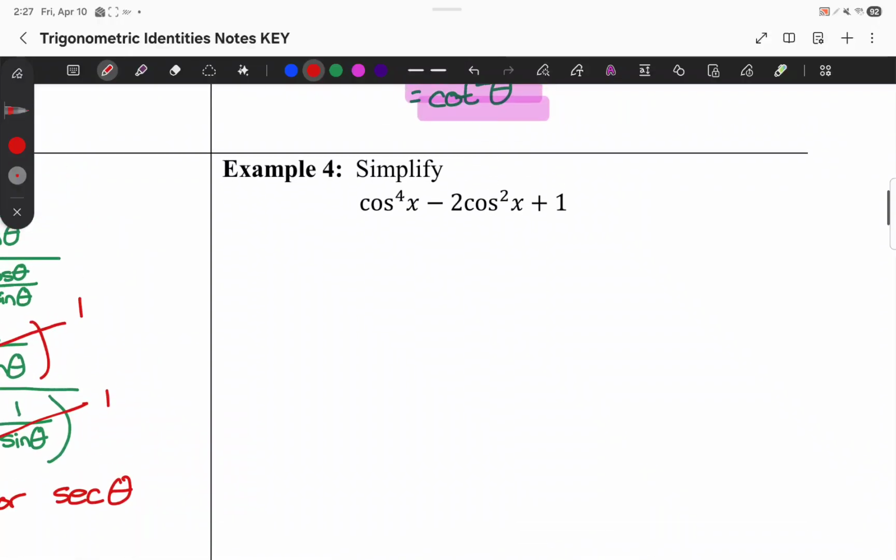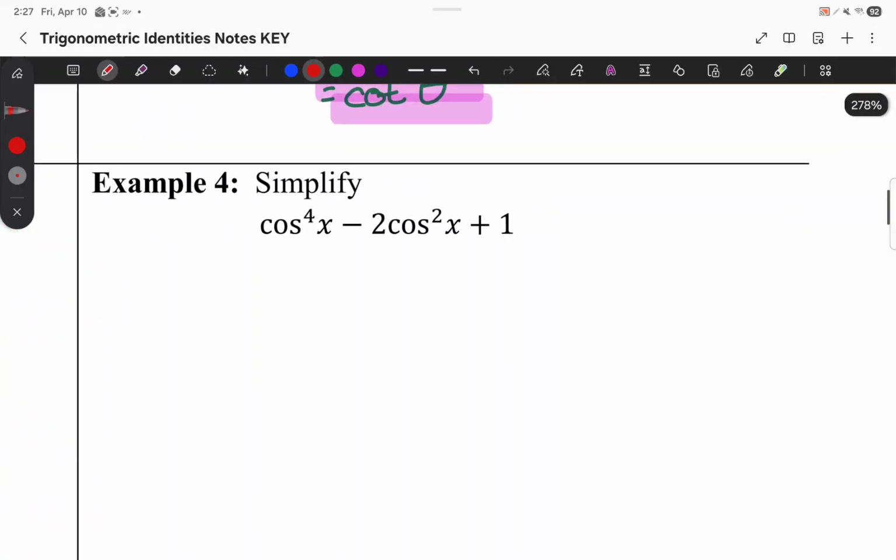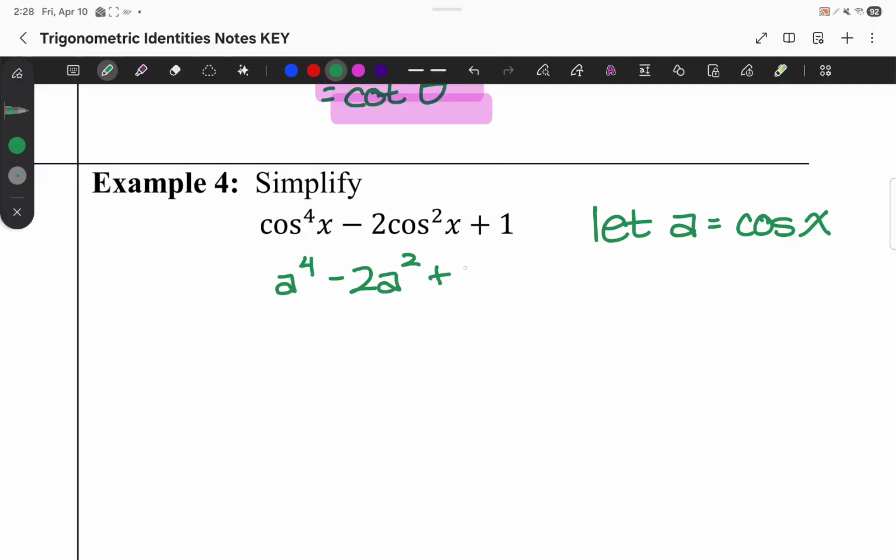All right. We have cosine to the power of 4, we have cosine squared, we have a 1. We have 3 terms. There's nothing we can directly factor out of all 3 terms, but I do notice that I have a trinomial. It might almost be easier to see how you can factor it if you do a little bit of substitution. Like if you said, let A equal cosine x, then rewrite this as A to the power of 4 minus 2A squared plus 1. Does that make it a little bit easier to see how you can factor it?